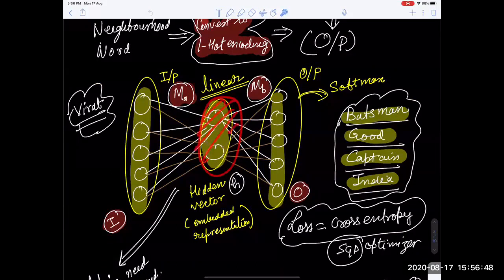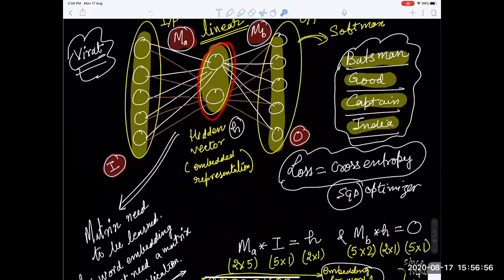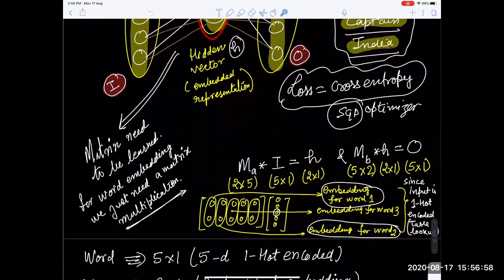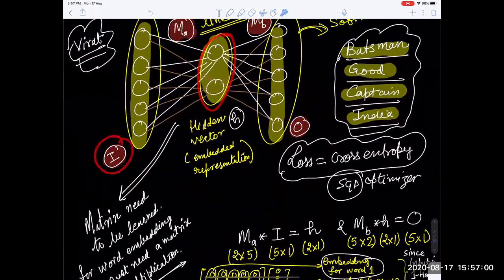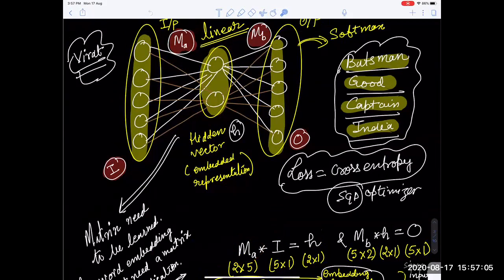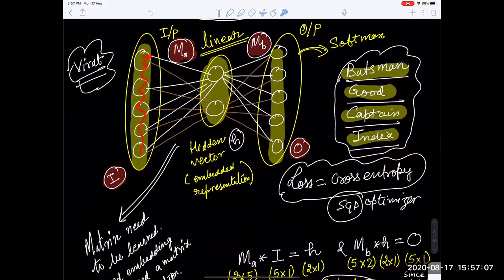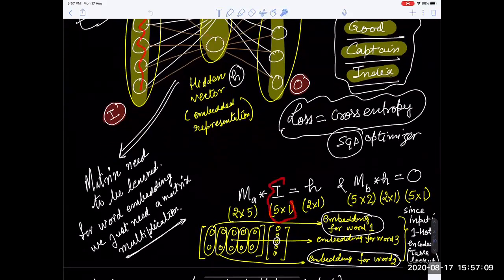And from this simple single hidden representation, it is actually generating this. What does this hidden representation actually mean? Let us see that this I is my input, which is going to be multiplied with MA, and assuming that my input is actually only 5 dimensions. So my input dimension is 5 cross 1. MA is going to be 2 cross 5. And when I multiply, you are going to get a hidden representation of 2 cross 1.